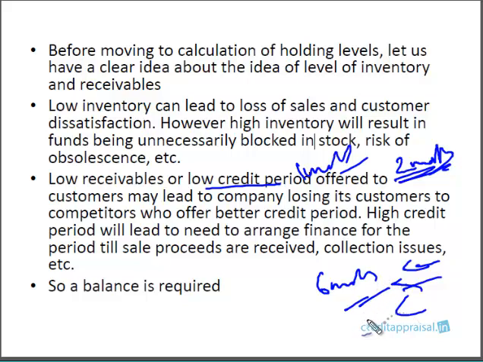So then you need to arrange finance for this period till these funds come. You have to make some alternative arrangement. Maybe you have to go for bank finance. And also there will be some collection issues. So again you need to strike a balance, right? So when we speak of holding levels, please understand that neither low nor high, both are not desirable. You need to strike a balance.